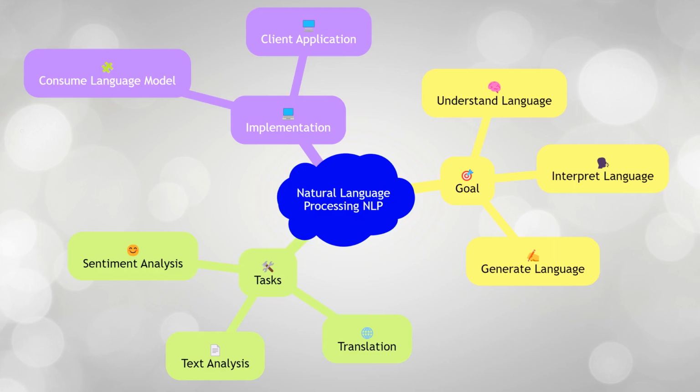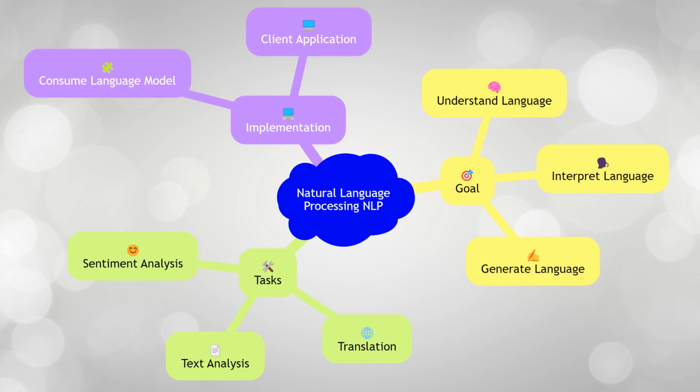Natural language processing, NLP, is a subfield of artificial intelligence that focuses on the interaction between computers and humans through natural language. The goal is to enable computers to understand, interpret, and generate human language in a way that is both meaningful and useful. NLP encompasses a range of tasks, including text analysis, translation, sentiment analysis, and more.